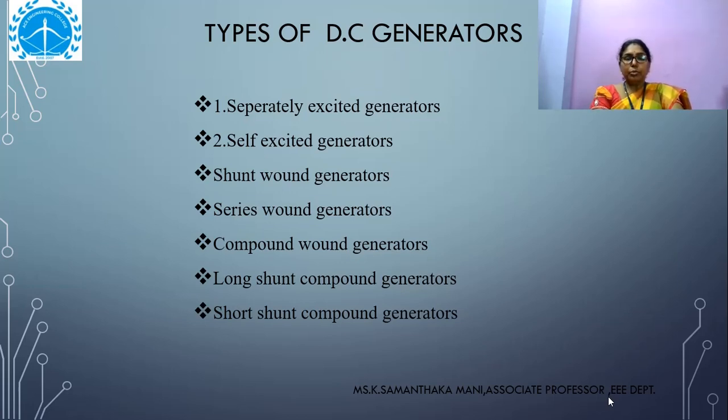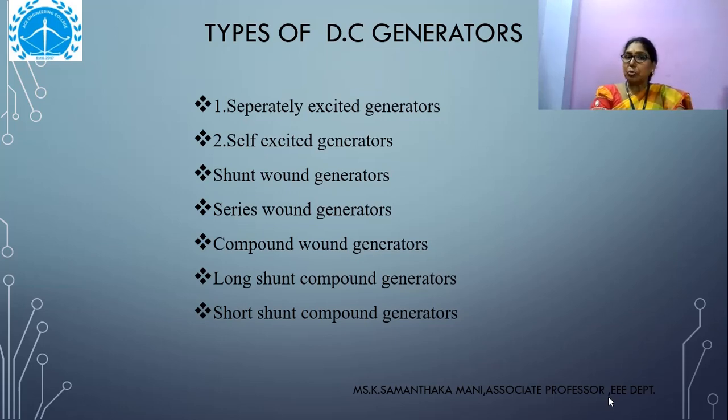So we should know what we mean by excitation. Excitation is nothing but giving supply to the field winding. As we know, the generator has two important components: one is the field winding and the second one is the armature. How the field winding is excited or given supply is known as excitation. Broadly, the DC generators are classified into two: one is the separately excited generator and the second one is the self-excited generator.